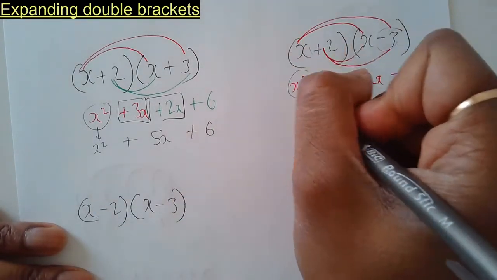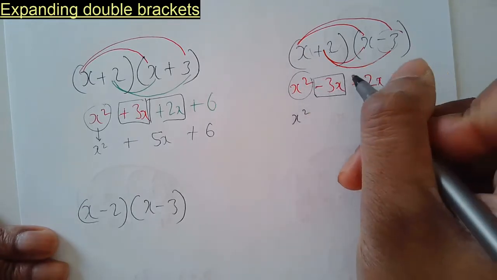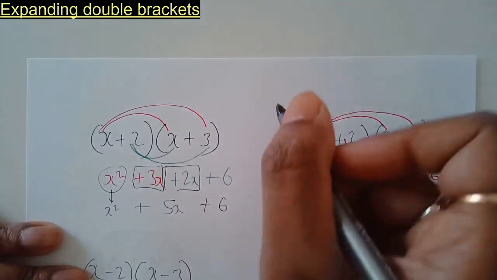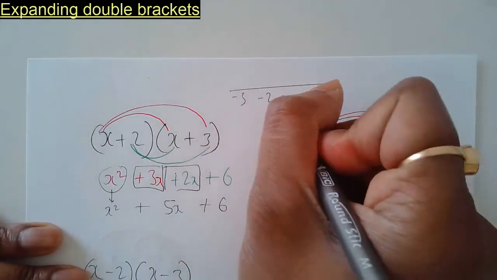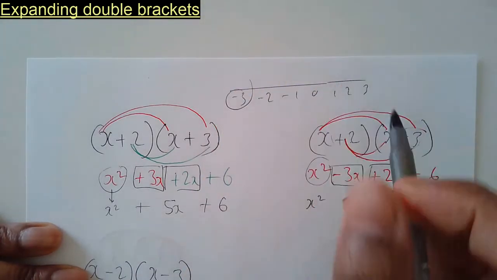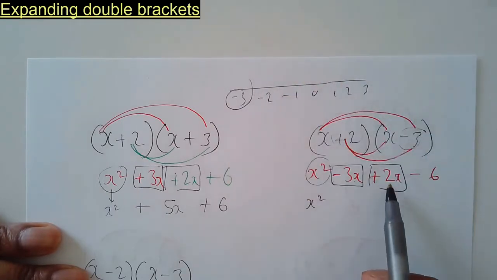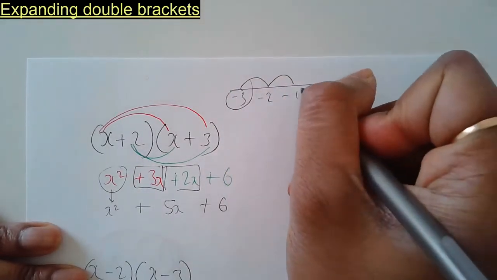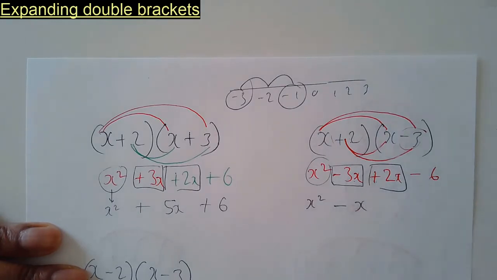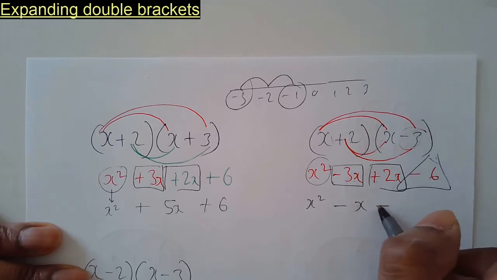You got x squared on its own. You got minus 3x plus 2x. Minus 3 add 2. If you think about the number line, negative 3 is over here and you're adding. So when you're adding, you're going that way. Adding 2. 1, 2. That's negative 1x. Just write negative x. And you've only got negative 6 on its own. It's done.